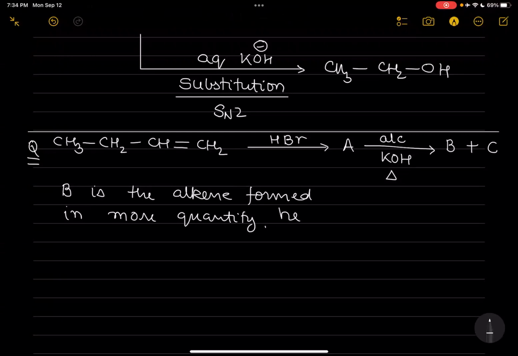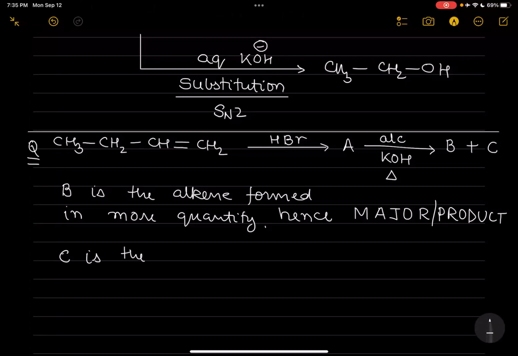So suppose if two possible products are there, and one product is forming in a prominent amount, that is known as the major product. And C is the minor product, meaning it forms in a lesser amount. Minor alkene means it is formed in less quantity because it is not very stable. That is the reason. But first of all, we need to generate A. Then only we can think of these alkenes and all.